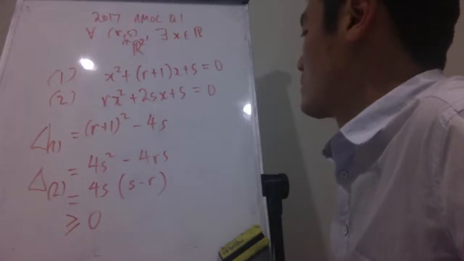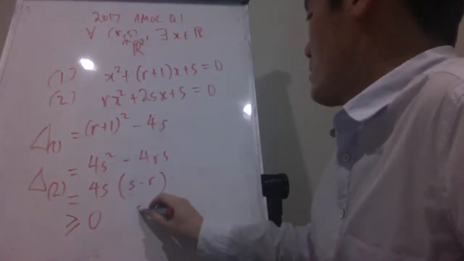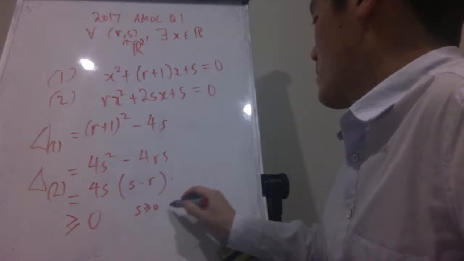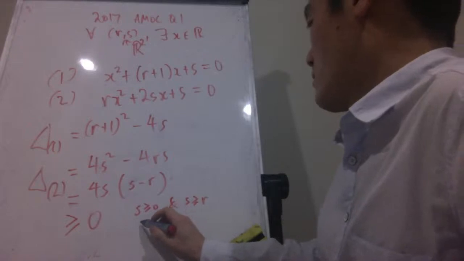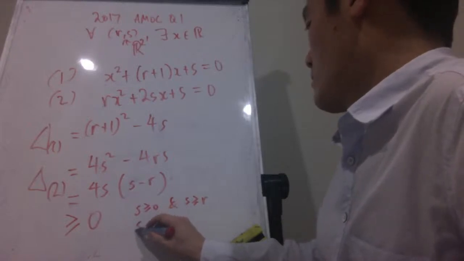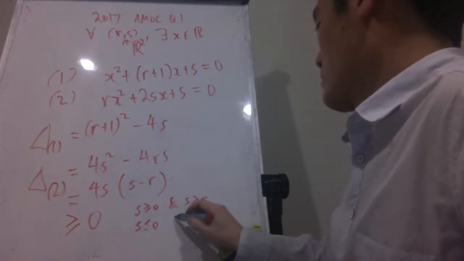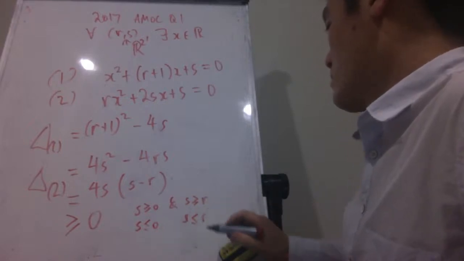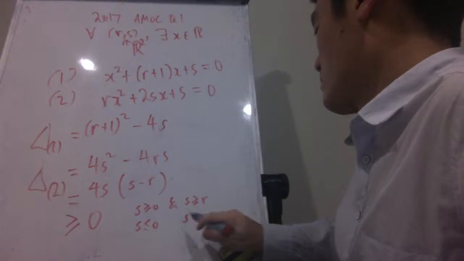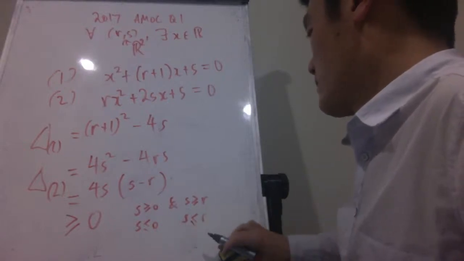So this is either S is greater than or equal to 0 and S is greater than or equal to R, right? Or S is less than or equal to 0. S is less than or equal to R. Less than strictly? No, it doesn't matter. It's the same. Yeah. We can do contradiction.